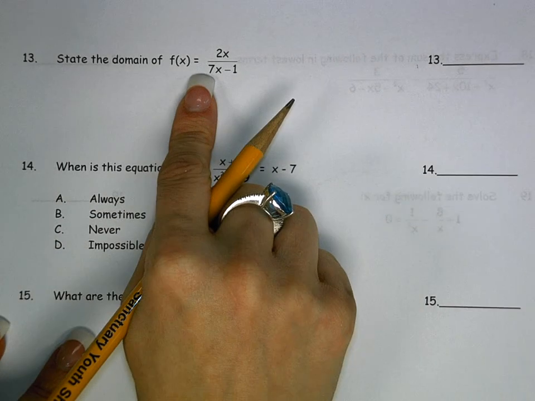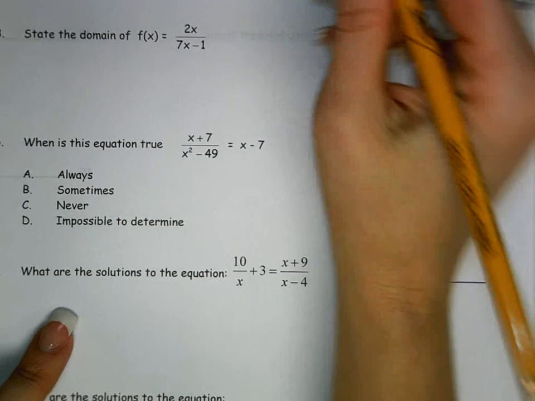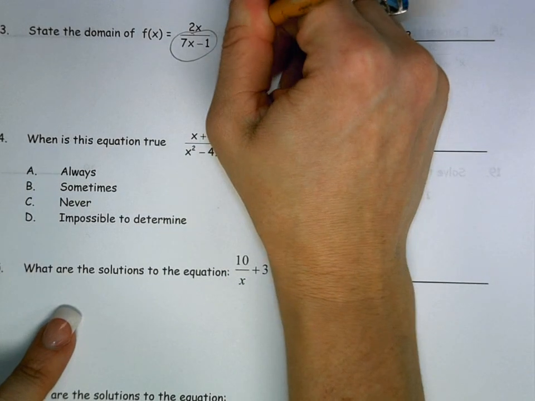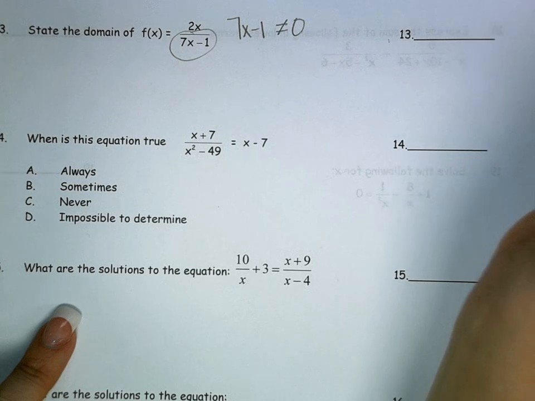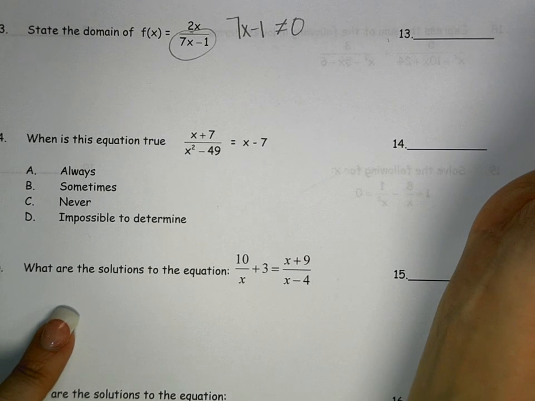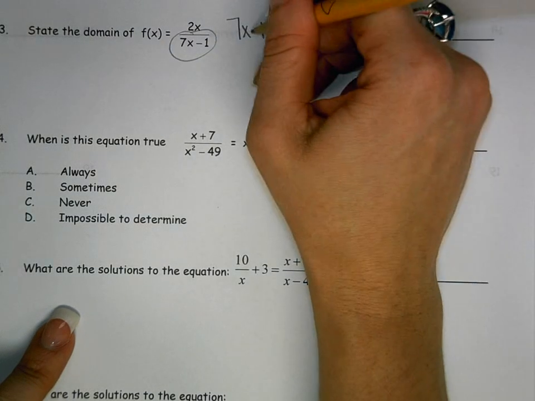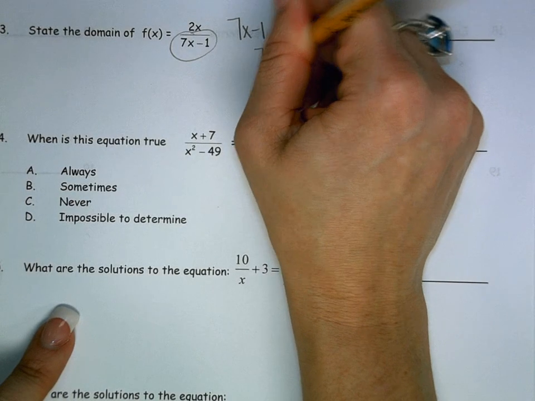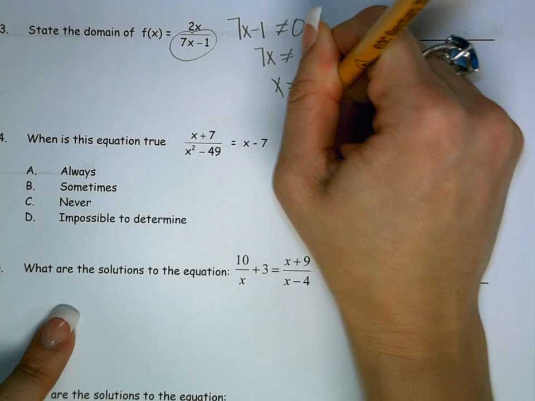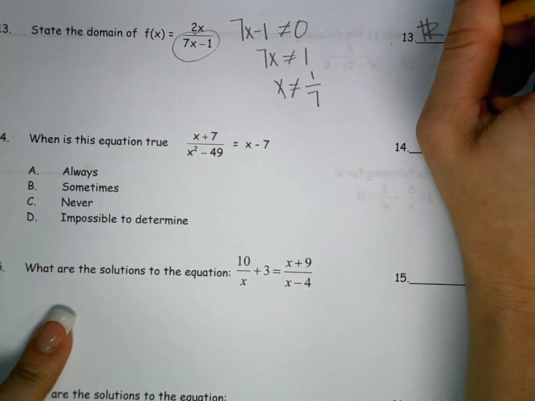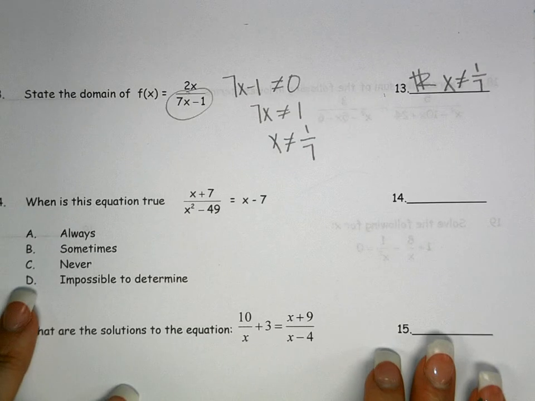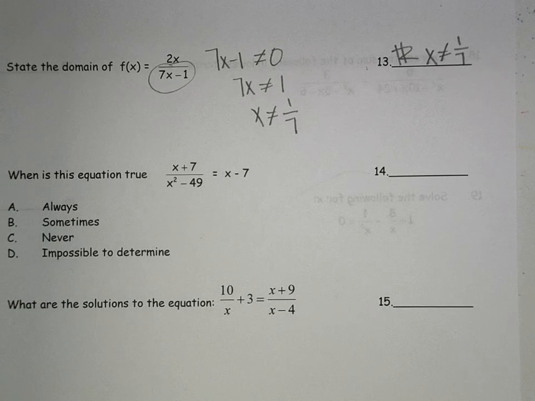Okay, state the domain. Domain, denominators cannot equal what? 0. So that means you set the denominator and figure out what it cannot equal. So you're still solving the exact same way here. So if you move the 1, we get 7x cannot equal 1. If you divide through, x cannot equal 1/7. So you write all real numbers except 1/7.